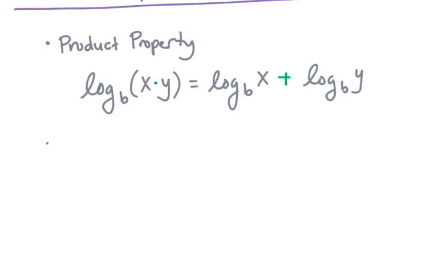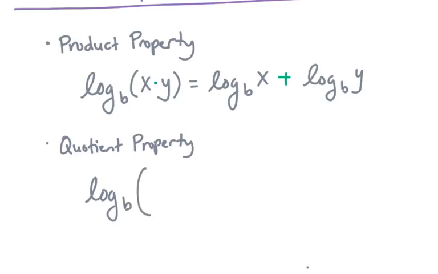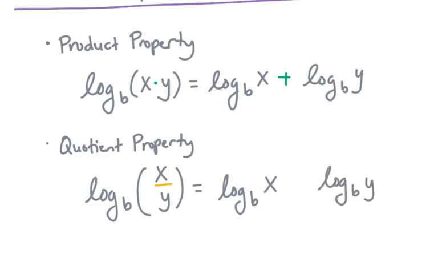The next property we'll look at, these aren't in any particular order, will be our quotient property. Quotient is a division word, so as you would expect, this tells us that if we have log base b of something like x divided by y, then this can be rewritten as, and what would you think? If multiplication changed to addition when you expanded, what will division change to? These two quantities will be separated out, and the operation between them will become subtraction.